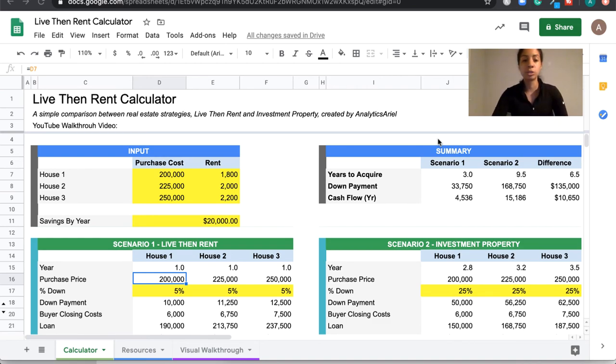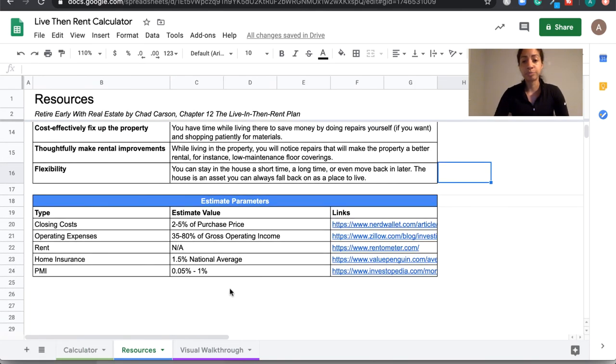And just to note, if you look at the resources at the bottom, I give you links on how to estimate some of these things, like closing costs, operating expenses, rent, home insurance, and PMI. I'll be detailing how I'm using those calculations within the Rent Then Live calculator, so please stay tuned for that. Thanks so much.